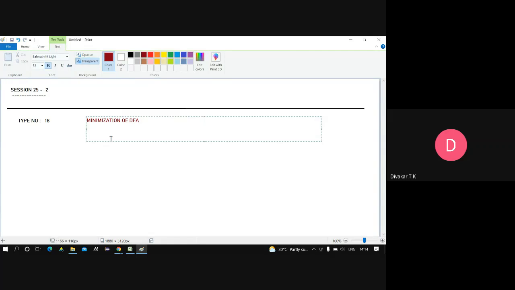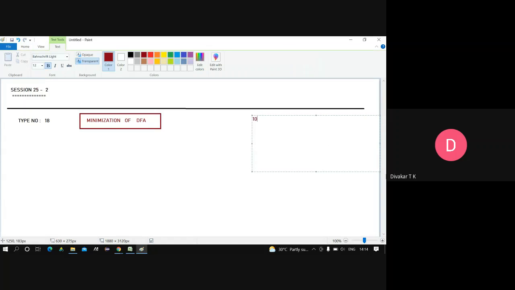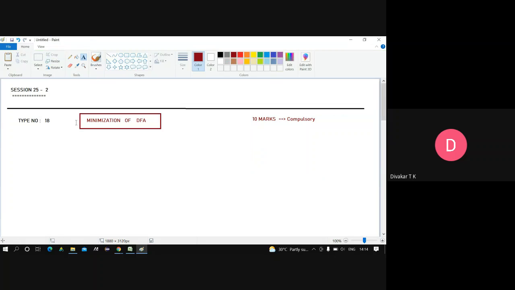So now you want to concentrate, as much time is required now. Minimization of DFA. Each and every step is very, very important. Minimization of DFA carries 10 marks in the examination. It is a 10 mark compulsory question. Without this question, the paper will not be ready. So minimization of DFA is 10 marks compulsory.